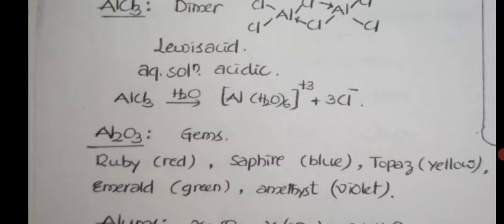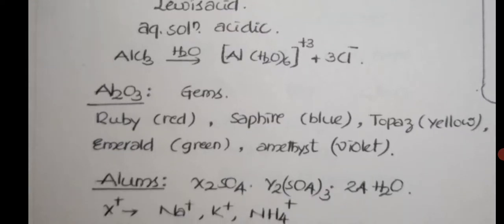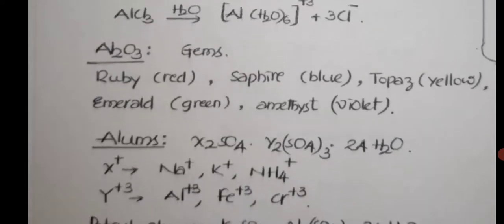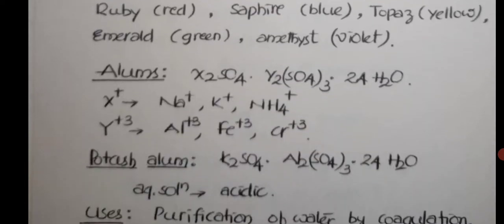Al2O3 is another important compound. Al2O3 is used generally in gems: rubies, sapphires, topaz, emerald and amethyst. Based on their colors you can remember them, and you can be asked a question. Rubies are red, sapphires are blue, topaz is yellow, emerald is green, amethyst is violet.